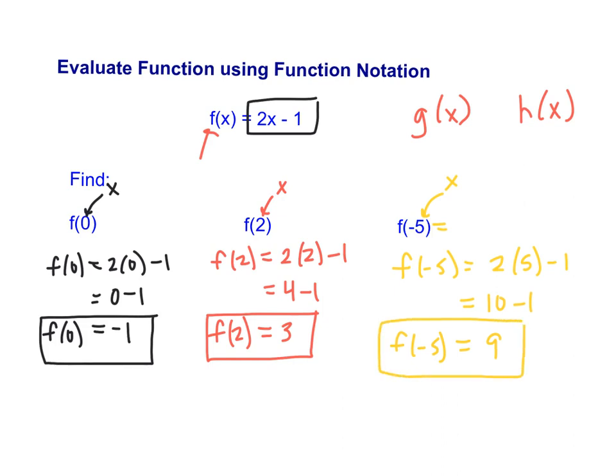Again, someone coming in the room would look at this and say, oh, I can see you just took a negative 5 and plugged it into your f function, and you got back a negative 11. So this is your input, it's your domain, it's your x, this is your output, it's your range, it's your y.